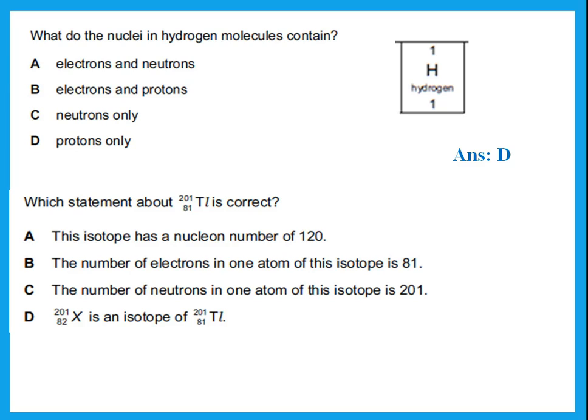So when you're choosing from the multiple choice questions, which are the questions in paper 2, when you choose something that is correct, please make sure that the rest are actually wrong, so that you make sure that your answer is correct. The number of neutrons in one atom of this isotope is 201. No, 201 is not the number of neutrons. 201 is actually protons plus neutrons. So that is wrong. So he's saying this is an isotope of that. No, it's not, because they have different number of protons. So that means that yes, my answer was B.